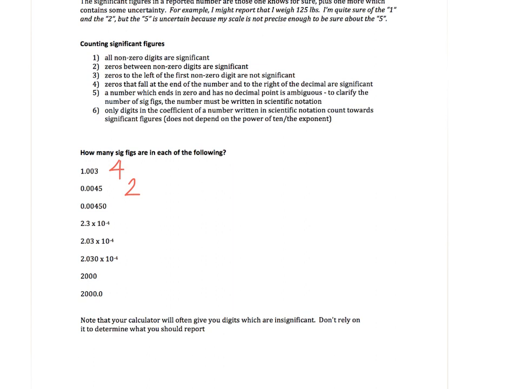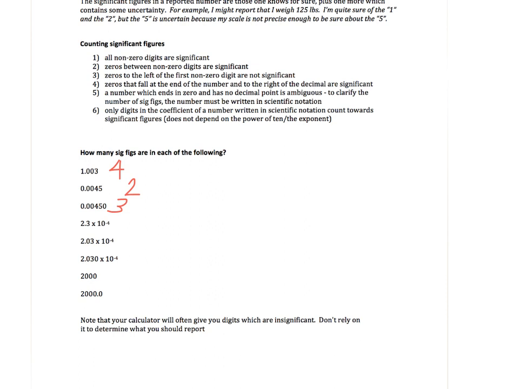If we look at the next example, zeros that fall at the end of the number and to the right of the decimal are significant. So remember that these first 3 zeros, just like in the case up here, because they're to the left, they don't count as significant figures. The 4 and the 5 count because all non-zero digits are significant. And now we've got another 0. It falls at the end of the number and to the right of the decimal place, so it is going to be significant. So the 4, 5, and the 0 over here will be significant, and that gives us 3 sig figs for that example.